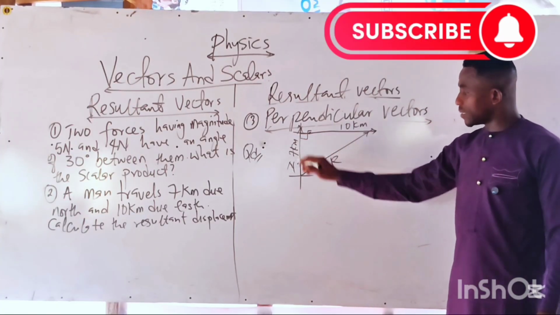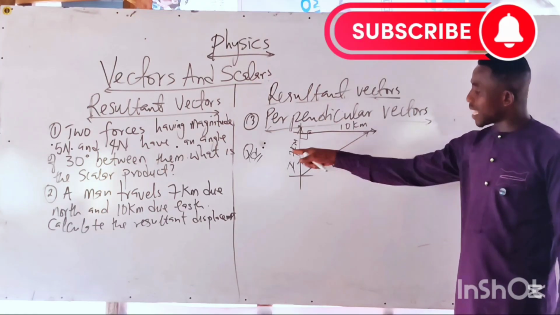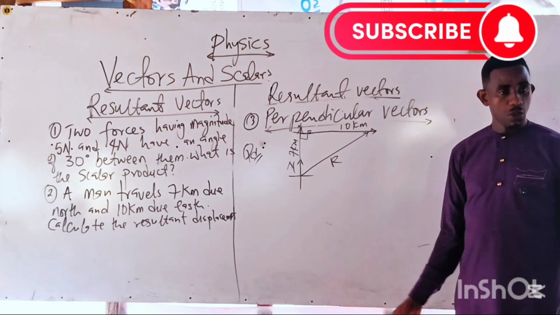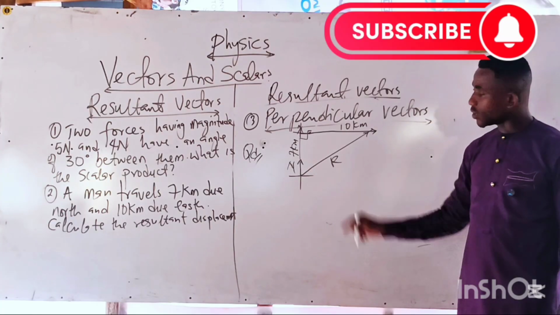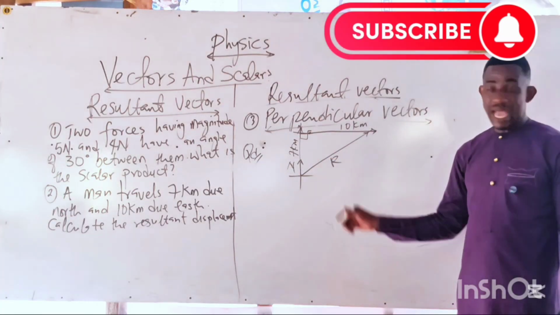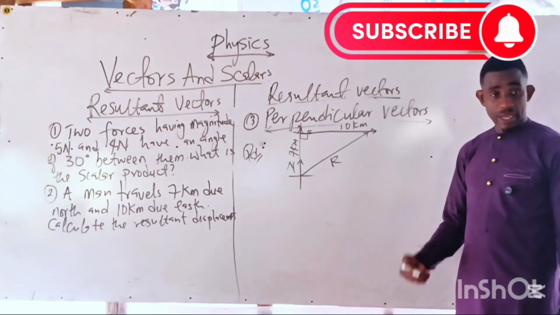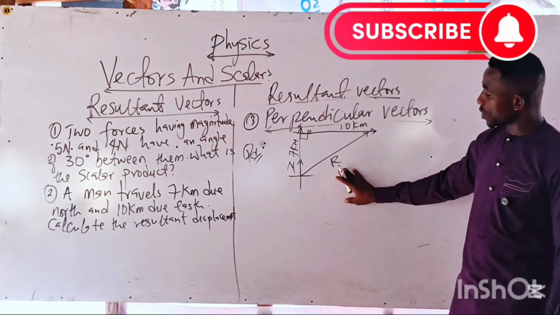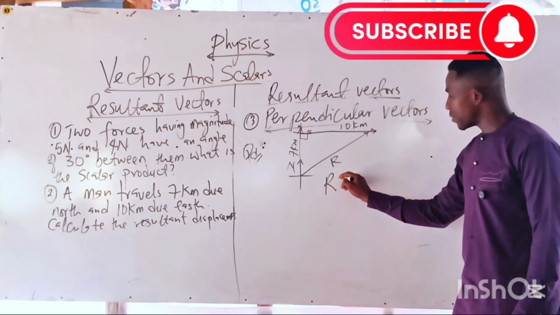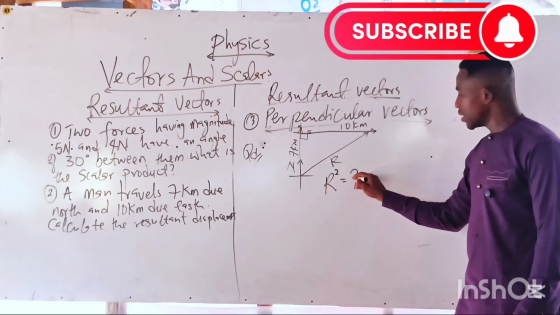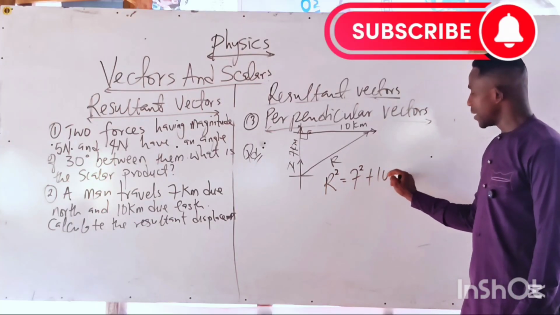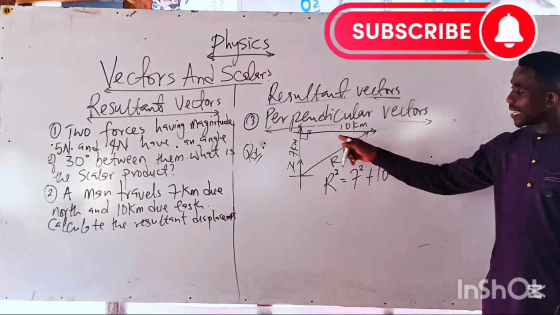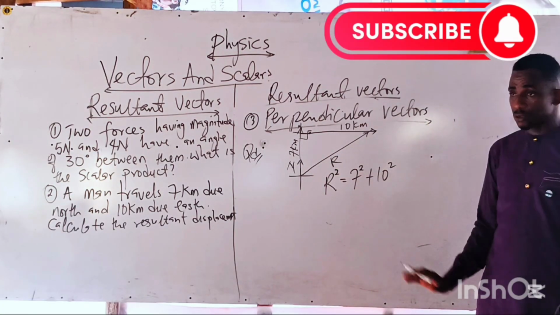Here is angle 90 degrees. The angle between 10 and 7, that means we are applying the perpendicular vectors law, because they are perpendicular to each other. They are at 90 degrees to each other. Hence, perpendicular vectors. So to get the resultant, you simply say R squared is equal to 7 squared plus 10 squared. Have you seen? It's very easy. The moment you notice that they are perpendicular to each other, you apply this law to it.